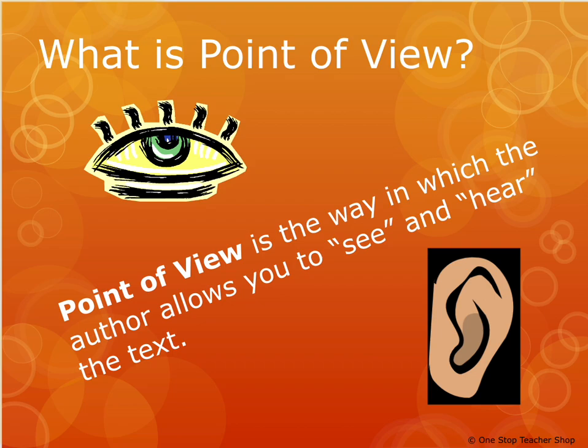Okay, so we have talked about point of view, and we're going to talk about something else that goes with point of view today, but I want to review point of view and what we talked about before really quickly. So, point of view is just the way in which the author allows you to see or hear the text, right? It's who is telling the story. And we talked about 3 different points of view. We're only going to review 2 of those points of view today.